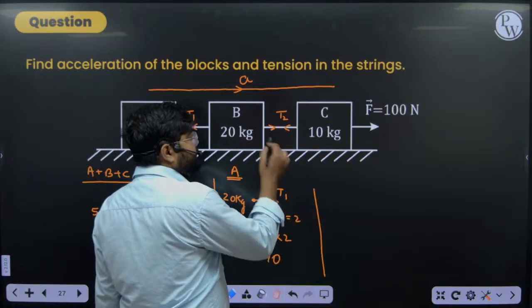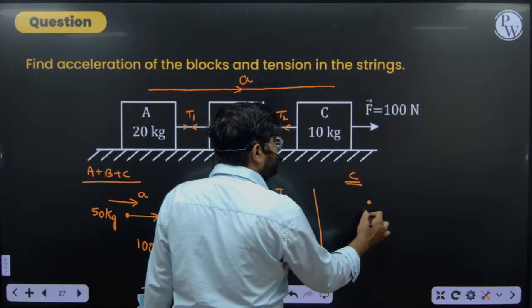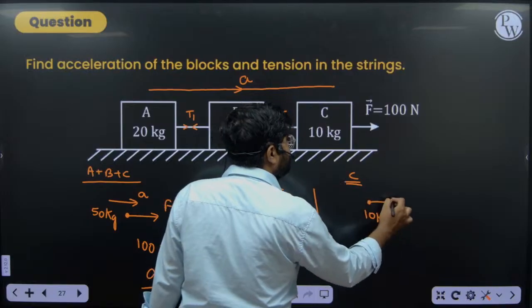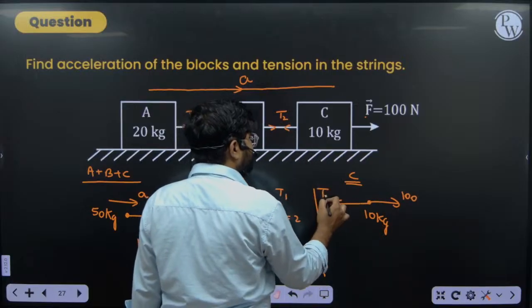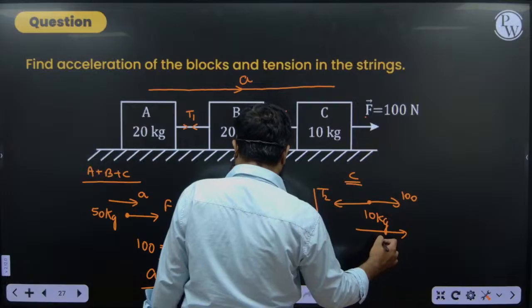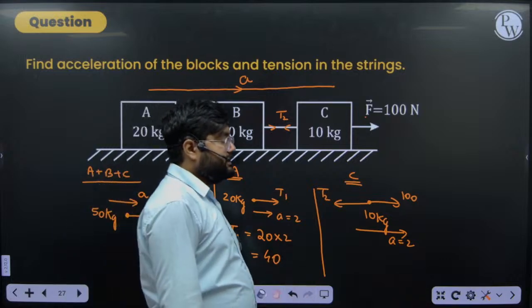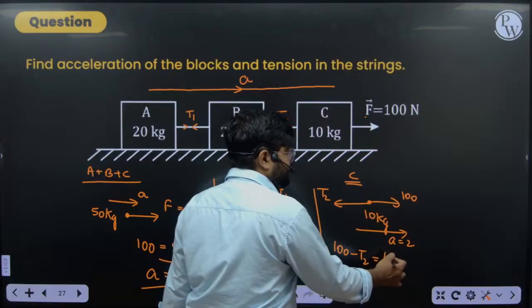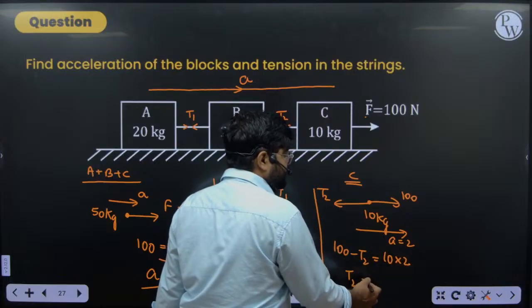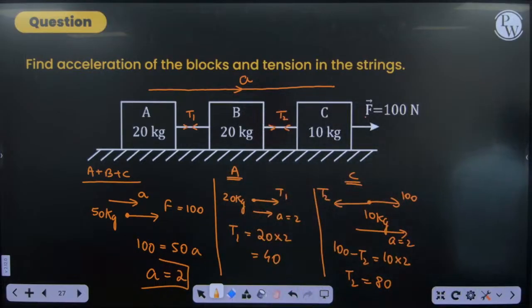Now we can draw either the FBD of B or C. I choose C. For C, there is 10 kg. Force acting towards the right is 100, and towards the left T2 is acting, which is unknown. Acceleration is again 2. So what we can write here is net force equals to mass into acceleration, which brings T2 as 80. I hope this is clear to everyone.